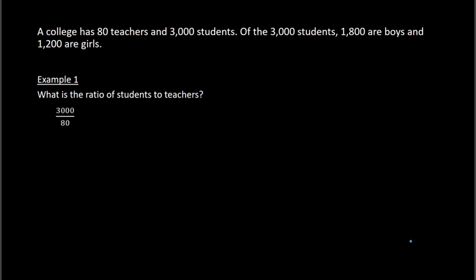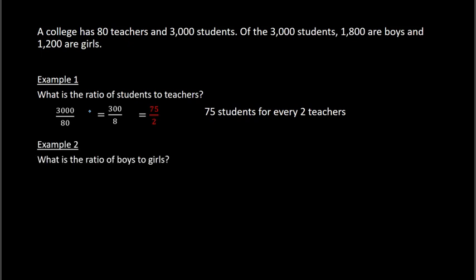That is the same thing. And then always reduce your ratios. So you can divide the top and the bottom both by 10 to get 300 over 8. And then I can divide the top and the bottom both by 4. So dividing the top by 4, I will get 75, and divide the bottom by 4, I get 2. So the ratio in simplified form would be 75 to 2. So what this means is that for every 75 students, there are 2 teachers.